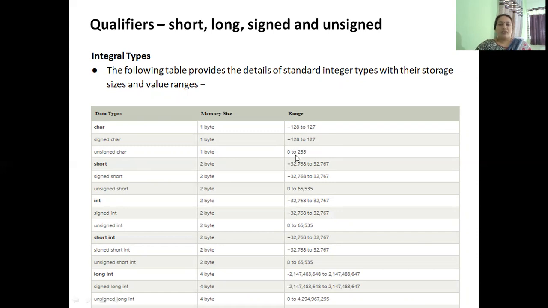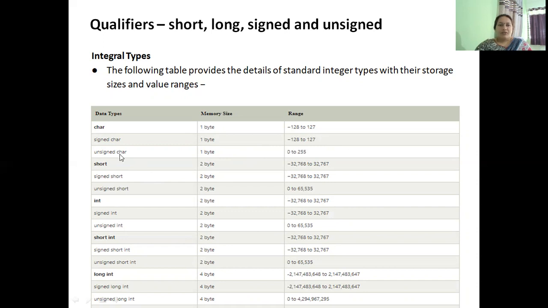How the range is calculated is 2 power the number of bits in memory. For char, 1 byte, that is 8 bits, 2 power 8 is 256. Therefore, only positive values means the range comes from 0 to 255. Both positive and negative values means minus 128 to 127.